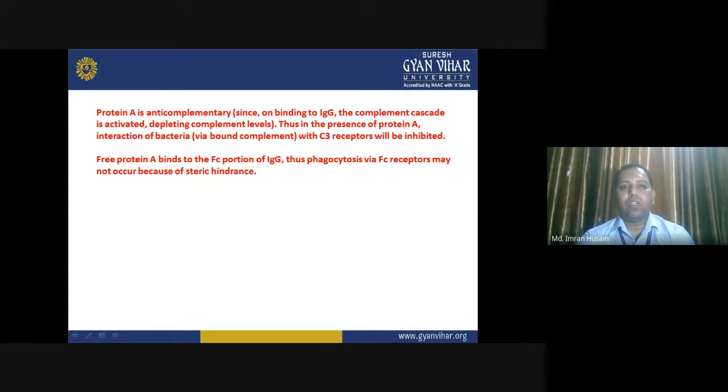So protein A is anti-complementary since binding to IgG, the complement cascade is activated, depleting complement level. Thus, in the presence of protein A, interaction of bacteria via bound complement with C3 receptors will be inhibited. Free protein A binds to the Fc portion of IgG, thus phagocytosis via Fc receptors may not occur because of steric hindrance.